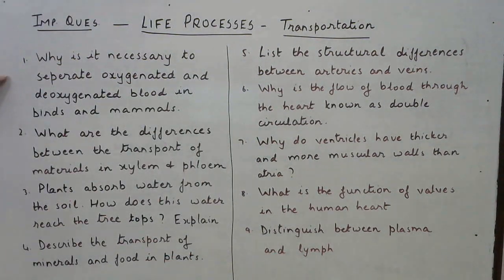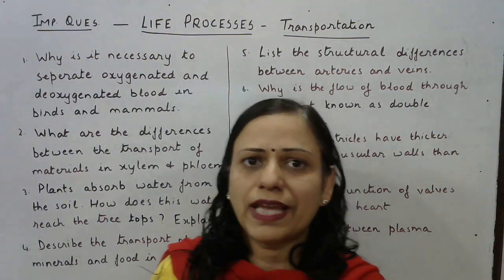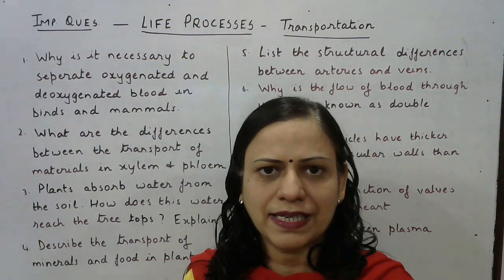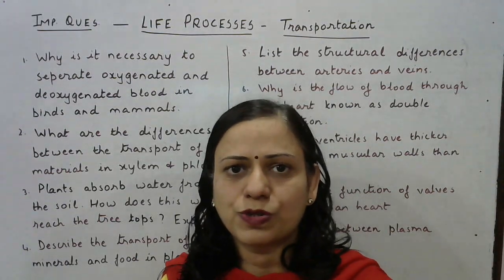The first question is, why is it necessary to separate oxygenated and deoxygenated blood in birds and mammals? The answer to this question is that since the birds and the mammals are warm blooded, their energy requirements are more. So they cannot tolerate the mixing of oxygenated and deoxygenated bloods. That is why they have a completely four chambered heart also.